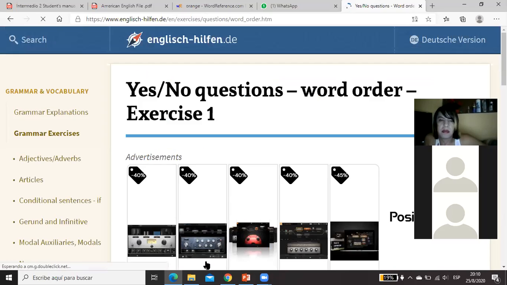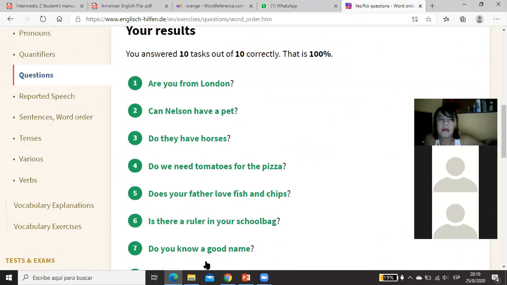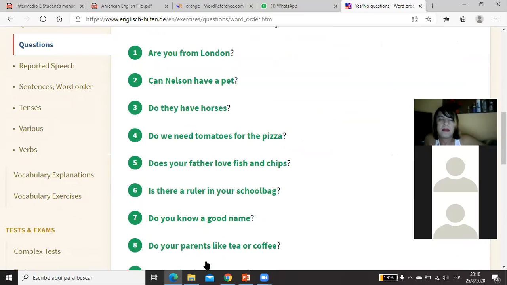Look at this. These are simple yes or no questions, okay? So you just asked, are you from London? What is your answer to this? Yes, I am, or no, I'm not. All right. How about this one? Can Nelson have a pet? What can be the answer to this? Yes, he can, or no, he can't. All right. Good. That's great.